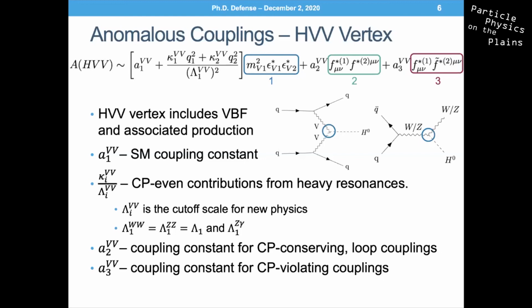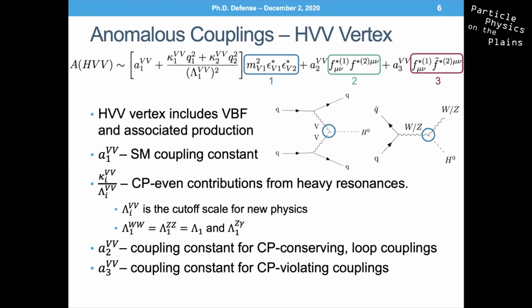Okay, there's this kappa over lambda term that scales the CP even contributions from heavy resonances that might not have been observed yet. So it allows new physics to affect this tree level CP even coupling. And just to describe this term a little bit more, the lambda is the cutoff scale at which the new physics would occur. And just to simplify things, we say that the lambda WW and lambda ZZ terms are equal to each other, and we just call those lambda 1. And then there's also a specific lambda term for the Z gamma coupling.